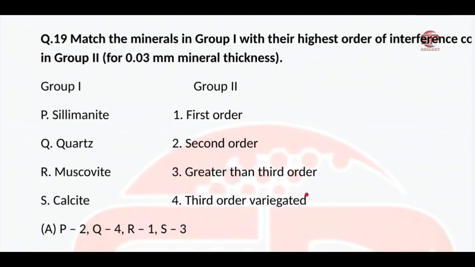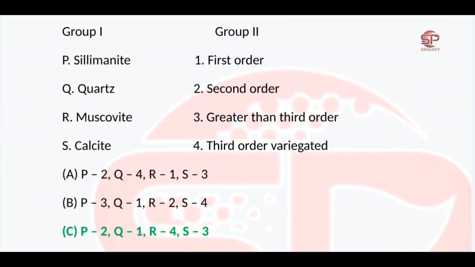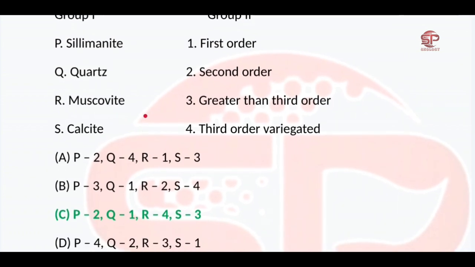The mineral sillimanite produces second order colors. Then quartz produces first order gray and yellow color. Then muscovite produces third order variegated colors. Then calcite produces greater than third order colors because it has very high birefringence. So the answer will be C.